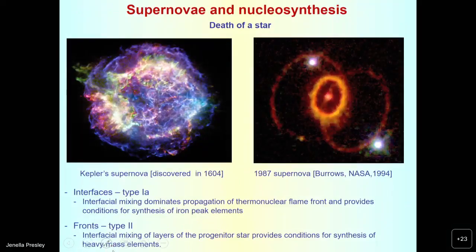Supernova and nucleosynthesis is actually the final process of existence of a star, essentially the death of a star. And even here, we may already see that in nature we might see two types of interfaces. One of them may be associated with the dynamics of type 1A supernova. In this case, the interfacial mixing predominates propagation of the thermonuclear flame front and provides conditions for synthesis of iron peak elements. Whereas type 2 supernova is usually Rayleigh-Taylor mixing. It's an interfacial mixing of layers of the progenitor star. It provides conditions for synthesis of heavy mass elements.